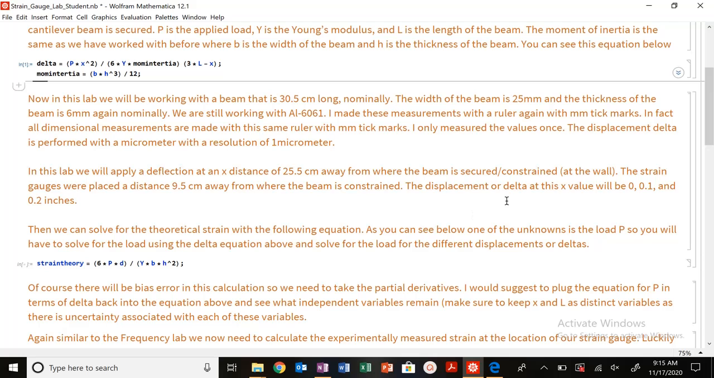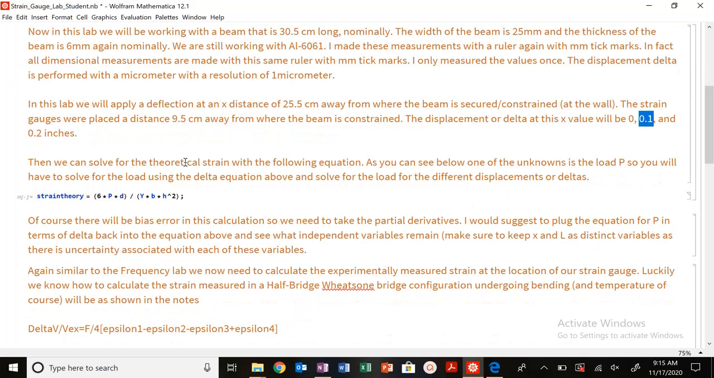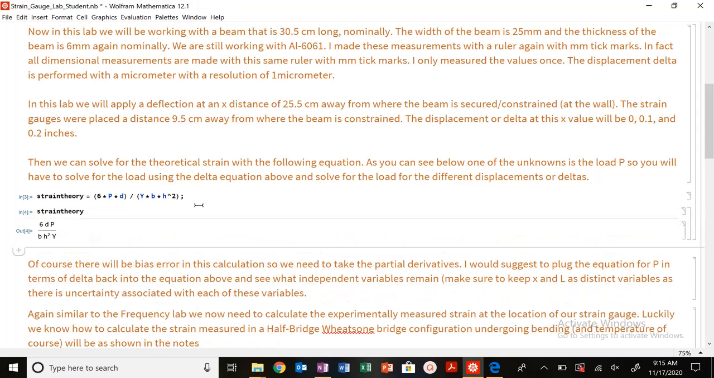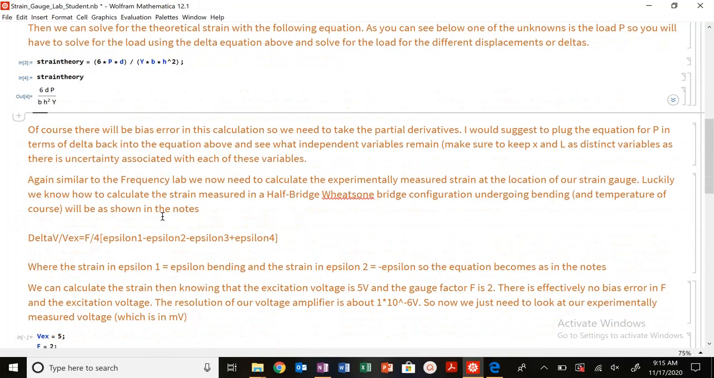All right, so we have our displacements, so we can solve for the theoretical strain with the following equation. One of the unknowns is going to be this load P, so we're going to have to solve for P using the above equation. That's what I'm going to do here. So I'm going to look at the strain theory. This is my strain theory equation, and then I'm going to calculate.